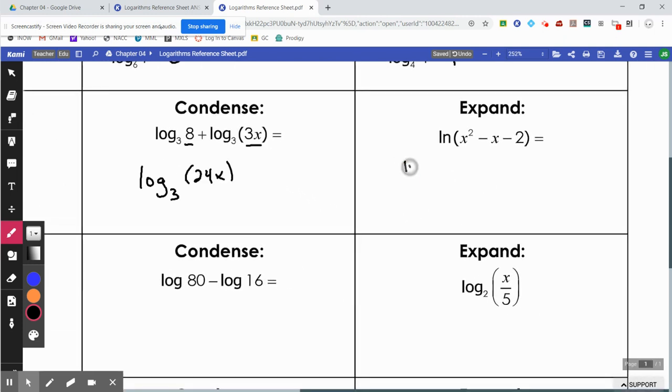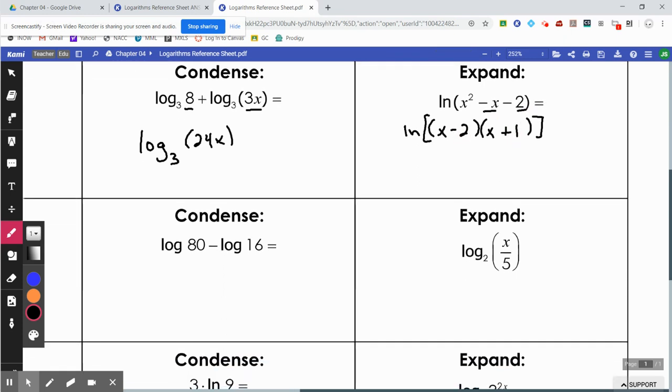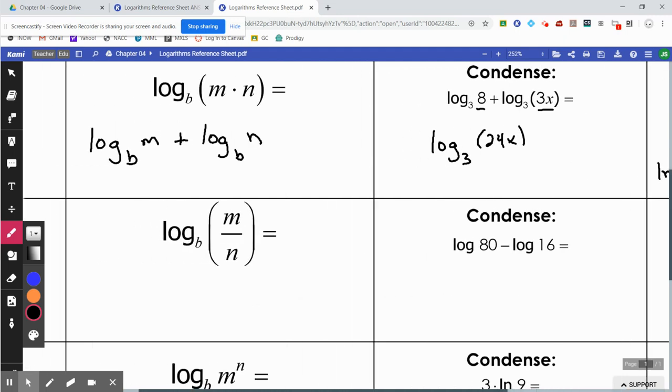I know this is the natural log. Let me go ahead and factor this into 2 sets of parentheses, and we're doing the natural log of all of this. X times itself, adds, multiplies as a negative 2 and a positive 1. So we could write this as the natural log of x minus 2 plus the natural log of x plus 1. So we can use that product rule to expand it as well.